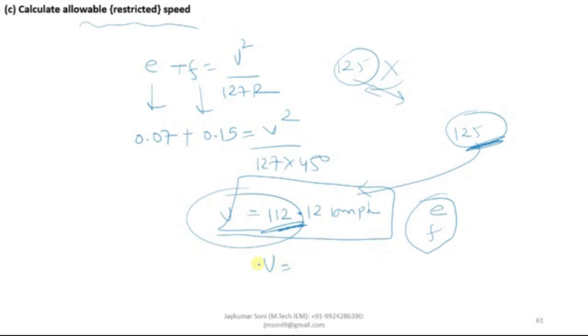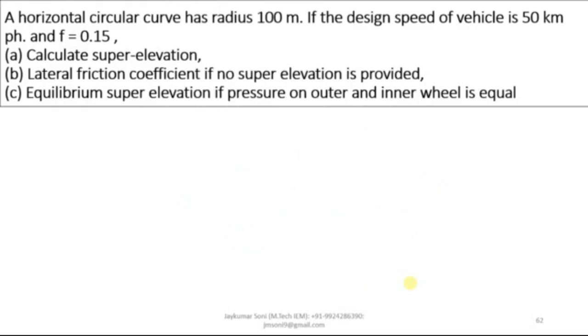You will calculate VA, which is allowable speed, as 112.12 kmph. You don't need to find another E and F. Your example will be completed over here. So this is the example which is based on the basic designing steps of super elevation. Now let us move towards another type of example, which is like this.